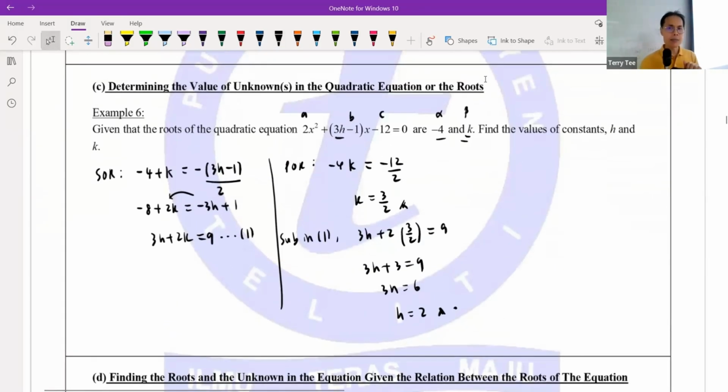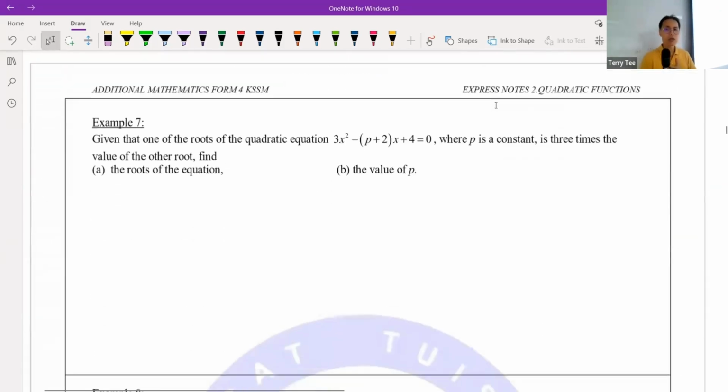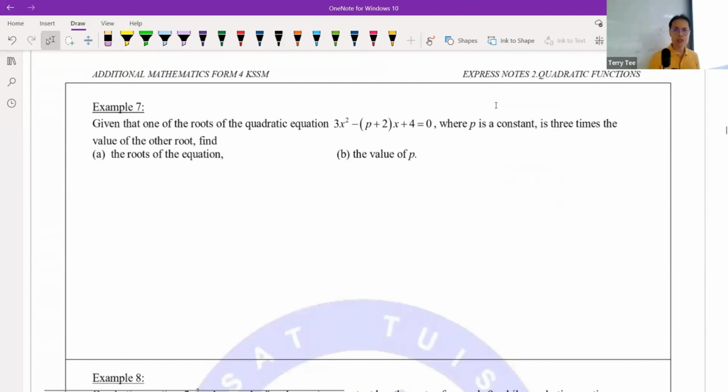Unlike the previous example, see this, they give us the exact root. Here we are not given the exact root, but we are given the relationship between the roots. So for example, in this question, one of the roots is 3 times the value of the other root. So we let the roots be alpha and 3 alpha. So we know our ABC, right? Your A is 3, your B is -p plus 2, and your C is 4.